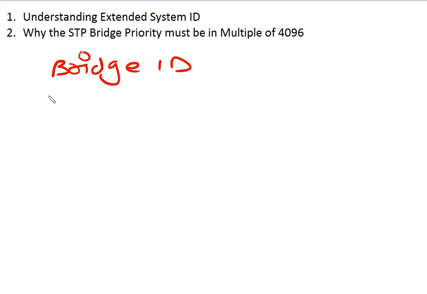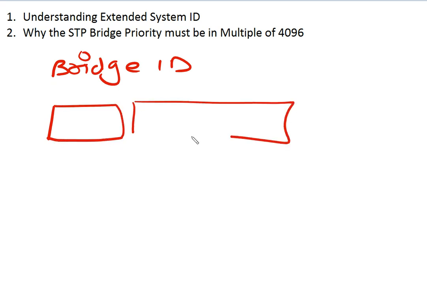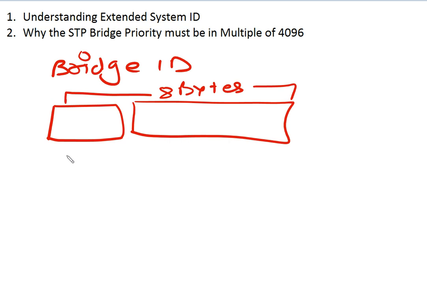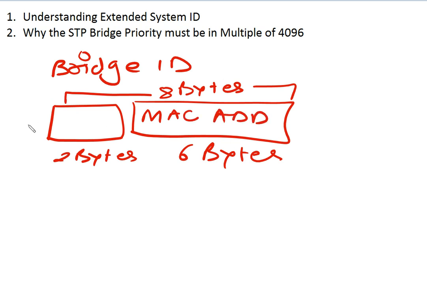This bridge ID is an 8-byte field which is divided into two parts. The overall length is 8 bytes. The first part is 6 bytes and the second is 2 bytes. The 6 bytes consist of MAC address information, and the 2 bytes consist of the bridge priority.